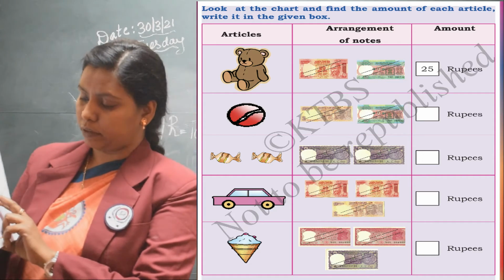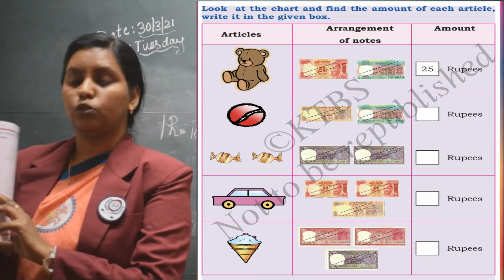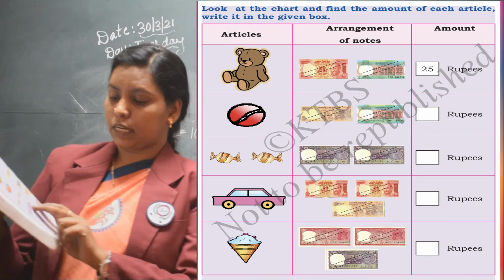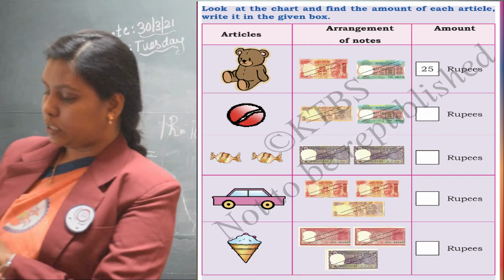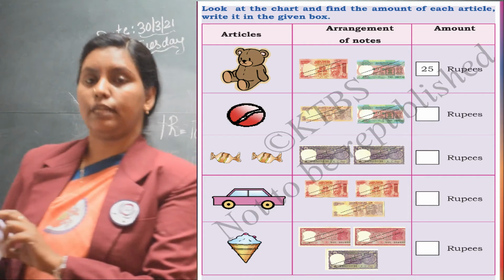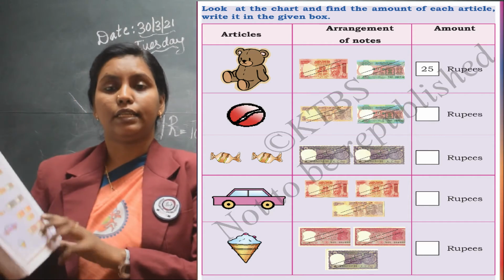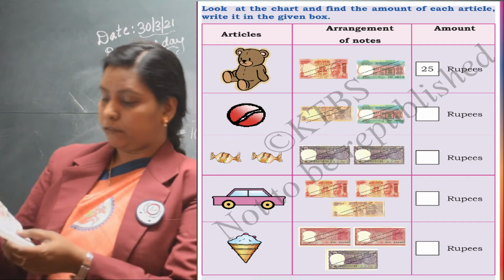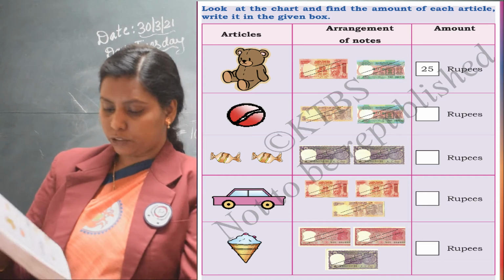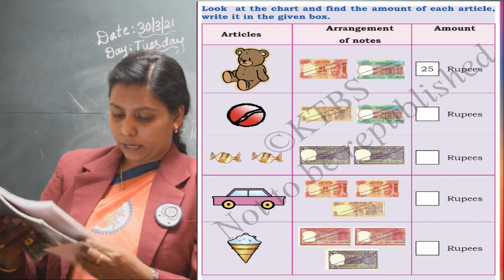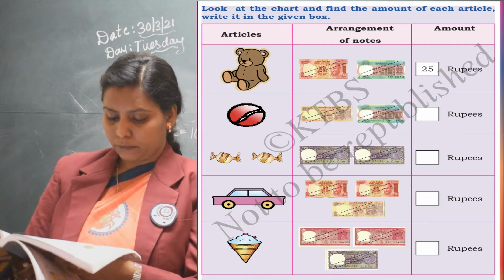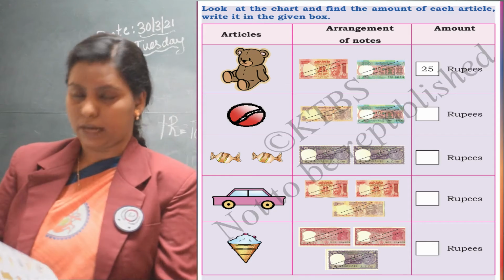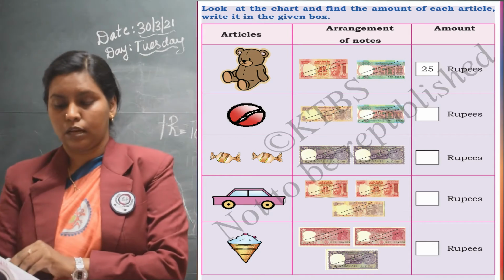Okay, the notes they have given you and the total amount is 2 rupees. Third one, it is a car and its value is 20 rupees plus 10 rupees. So total it is 50 rupees. Okay. And the fourth one is the ice cream they have shown you. And the cost of that ice cream is 2 plus 1. It is 5 rupees. Okay.